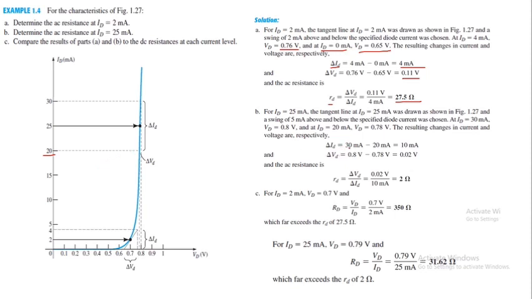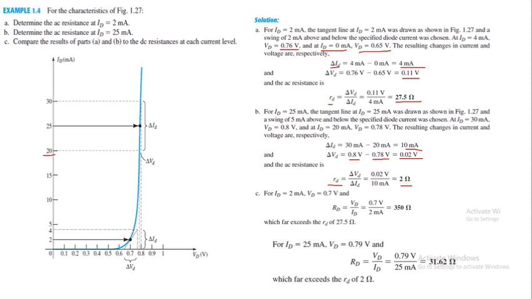So delta ID will be 30 minus 20 milliampere, equal to 10 milliampere, and the corresponding values of VD are 0.8 volt and 0.7 volt. Means 0.7 volt is for ID equal to 20 milliampere, and 0.8 volt is the corresponding value of VD for ID equal to 30 milliampere. So we will have delta VD equal to 0.1 volt, and we find RD through this equation, which gives us RD equal to 2 ohms.